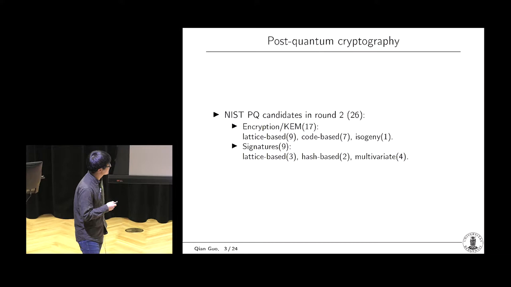You see that lattice-based crypto systems are very interesting because almost half of the proposals are lattice-based. Code-based and isogeny-based are good for encryption, hash-based and multivariate-based are good for signatures. So I will talk about encryption.